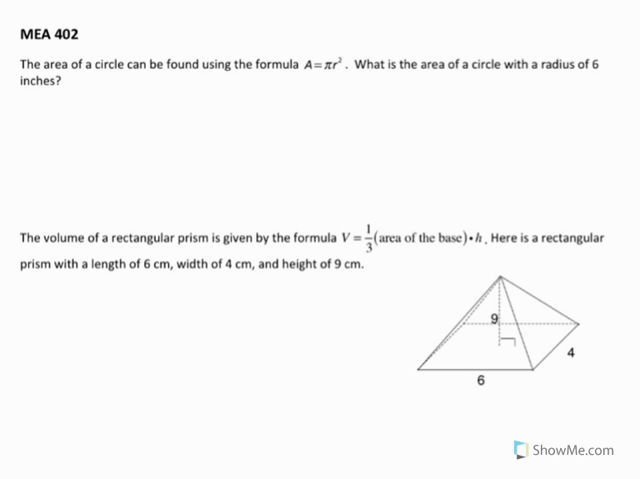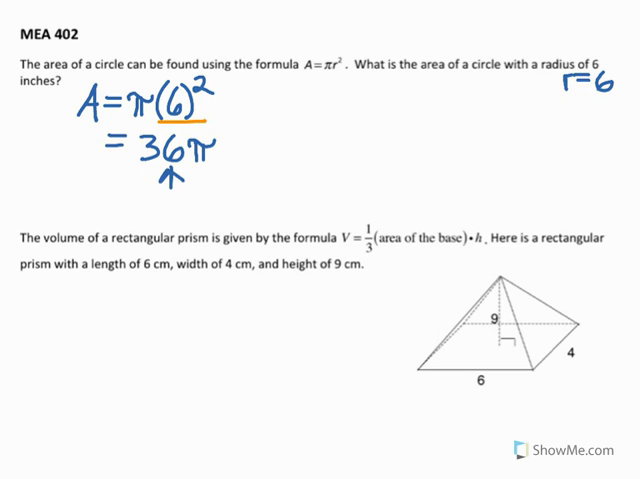The last types of expressions and equations we're going to see is when we're talking about mathematical formulas. So here, the area of a circle can be found using the formula A equals pi r squared. We're going to determine the area of a circle with a radius of 6, so r is going to equal 6. What I'm simply going to do is use my formula, and plug in 6 where I see my r. I'm going to evaluate my exponents. 6 squared is 36, and I always write the number in front of pi. So 36 pi.